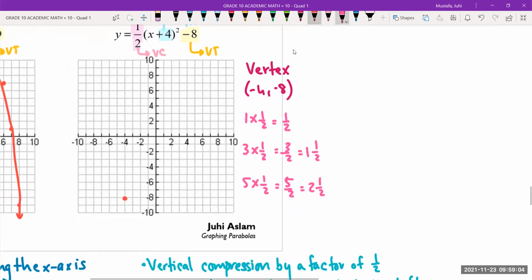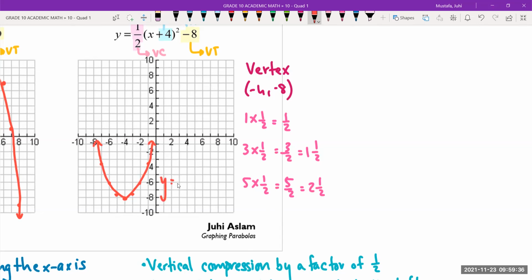All right, so from our vertex, we're going to go 1 unit to the right and up a half, and then 1 unit to the left and up a half. Then we're going to go 1 unit to the right, up 1.5, 1 unit to the left, up 1.5. And then we're going to do the same thing with 2.5. So just be careful with the halves. Your graph is not going to be very long. It's going to be very squished. It's going to be very compressed, and it's going to be super wide.